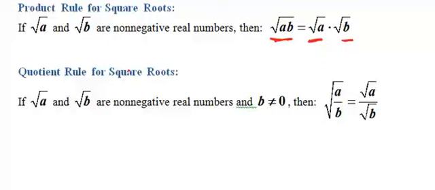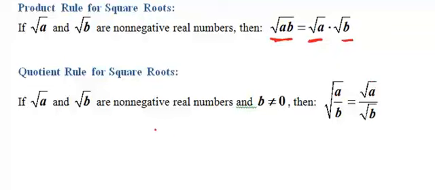Similarly, we have a quotient rule for square roots. If the square root of a and the square root of b are non-negative real numbers, and b does not equal 0, then we could say the square root of a over b equals the square root of a over the square root of b. In other words, we can pull apart division and give them their own radicals. Or if we have them separated and we want them together, we could push them together.